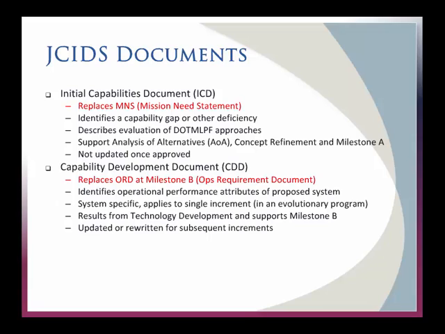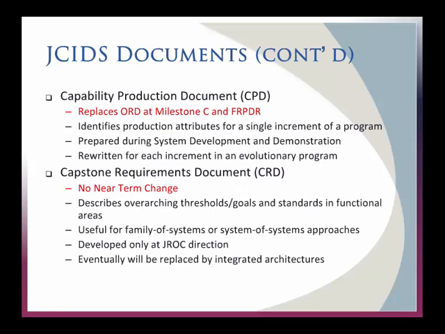The capabilities development document replaces an ORD, if you remember what ORDs used to be, operational requirements document. It identifies operational performance attributes. So how are we going to evaluate this thing? What's going to actually have to be developed? Then we get to the capabilities production document. This partly replaces the ORD at milestone C, and it's identifying the attributes of production for a single increment of this program. So you're getting much closer to a description.